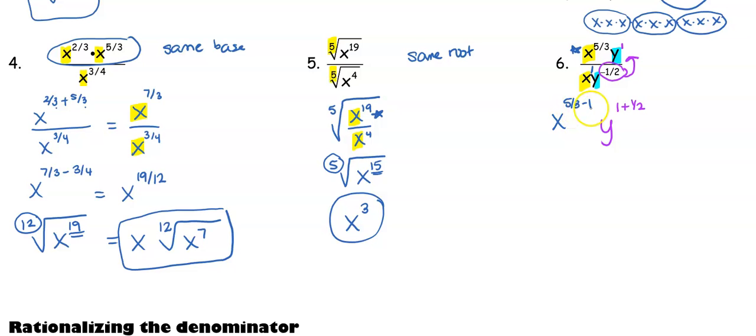So my x is 5/3 minus 1. That gives me x to the 2/3. My y, 1 plus 1/2, is going to give me y to the 3/2. So this one's a little bit different. We're going to have two pieces here. We don't have any other common ground to put these pieces together. So this is going to be the cube root of x squared times the square root of y cubed.